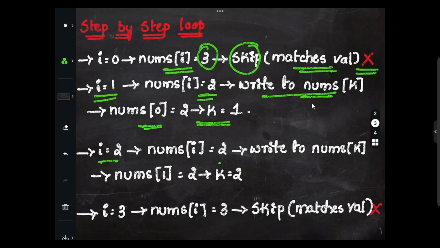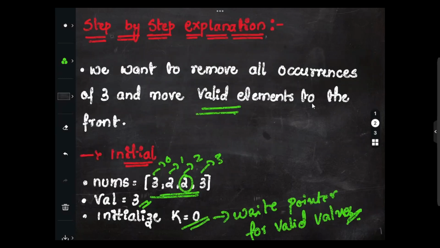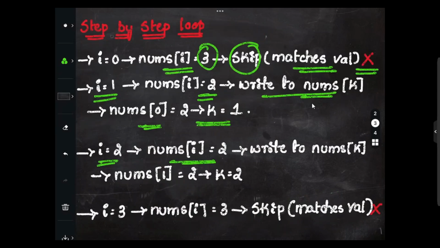Let's move on with the next step. When i equals 2, nums of i equals quite obviously 2 here because we have the element 2. We have already considered 3 2 2, and we are considering the third element, nothing but 2. We will write to nums of k, nums of 1 equals nothing but 2. In this case it will be 2.